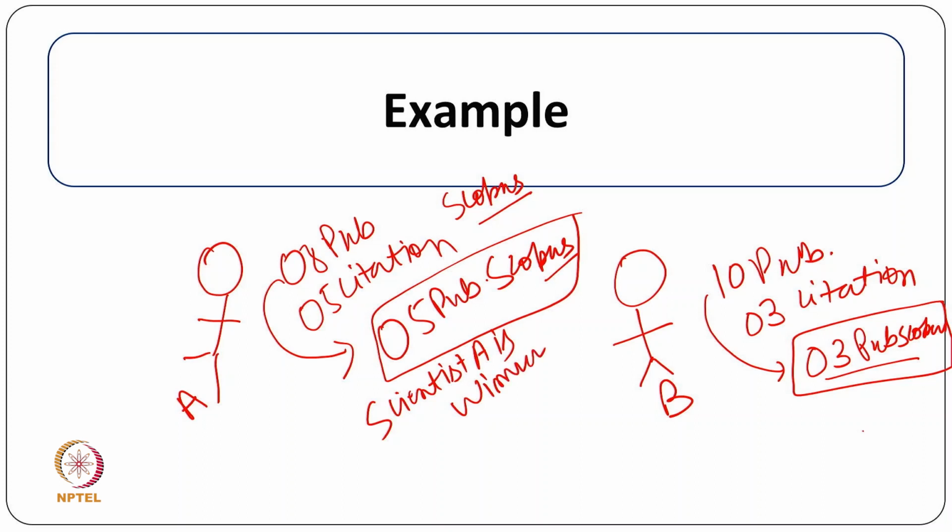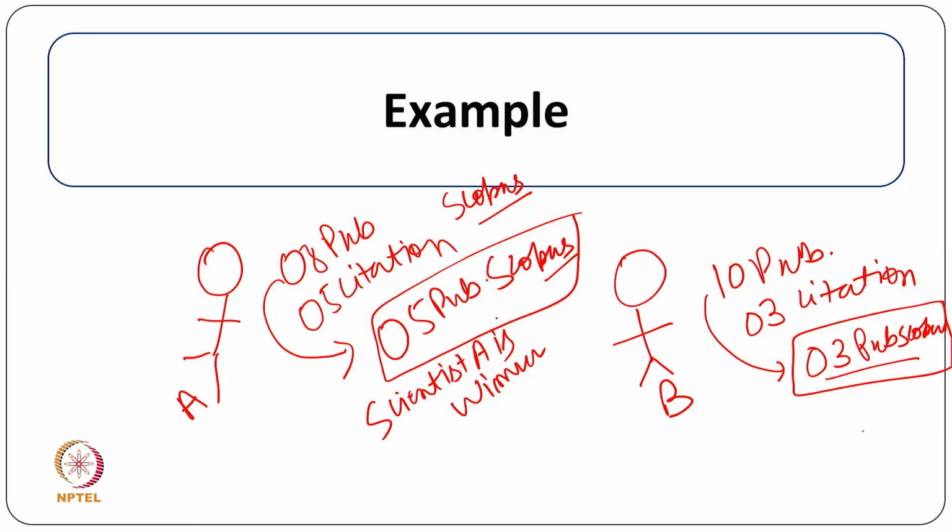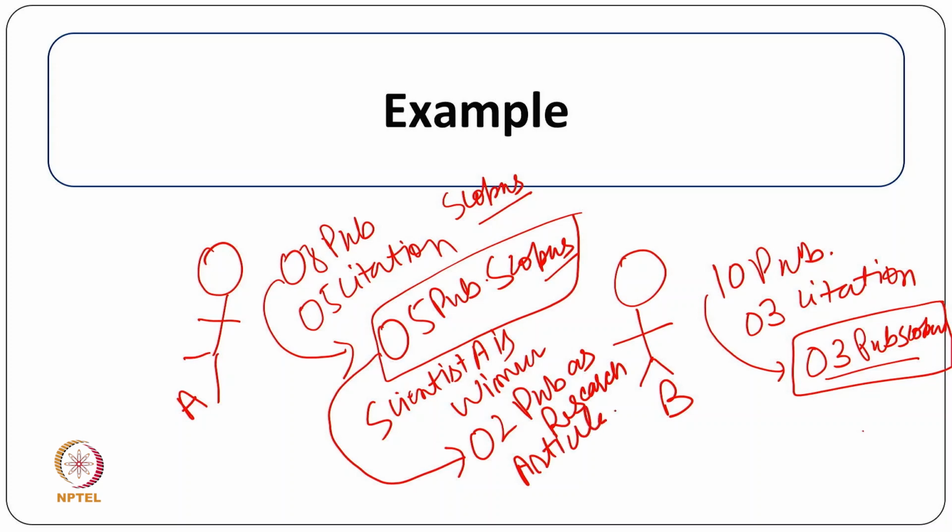Now take another example, the kind of document type. If we talk in terms of number of documents, scientist A has published 2 publications as research article, and scientist B has published all 3 publications as research article.